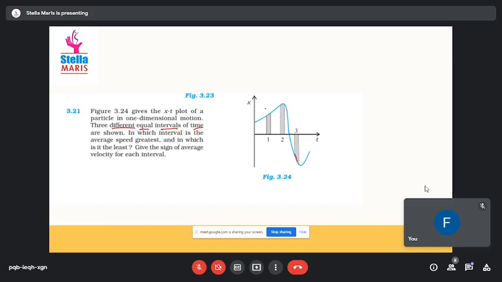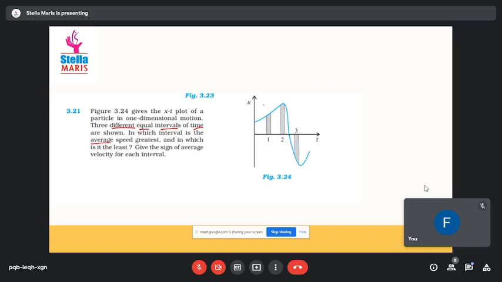Let's say this is t1, t2. This is t3, t4, and this is t5, t6. For example, they are asking in which interval the average speed is greatest. Can anybody tell in which interval the average speed is greatest? So what is the average speed formula?